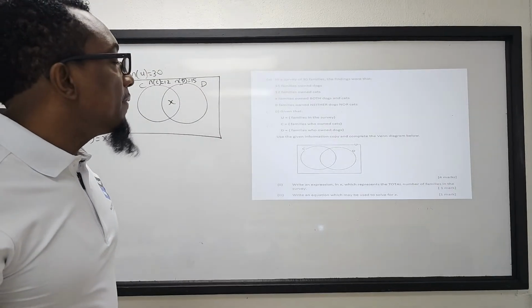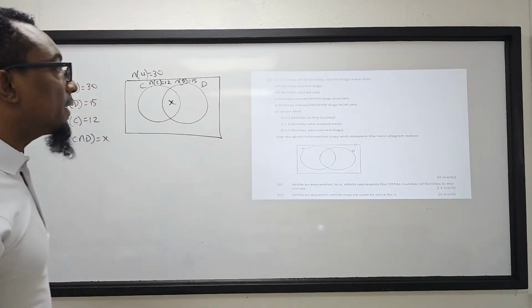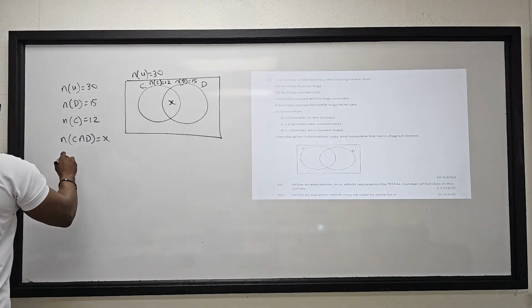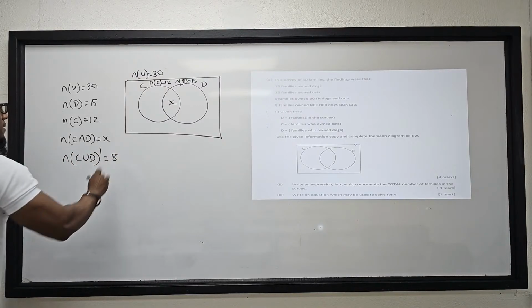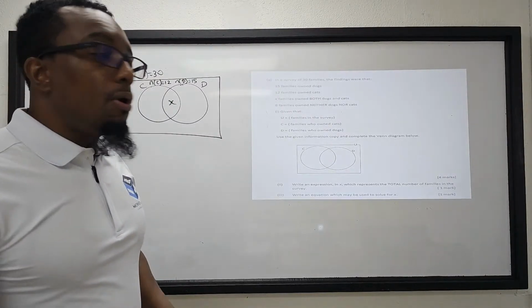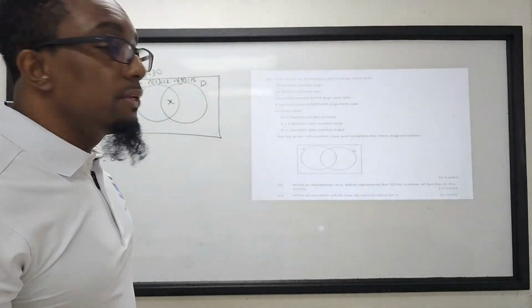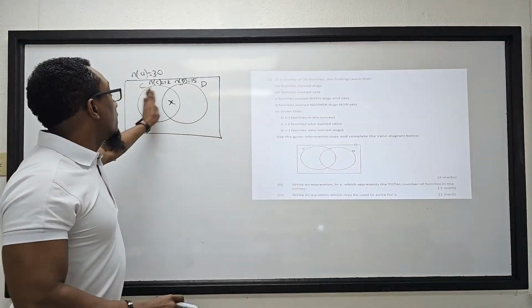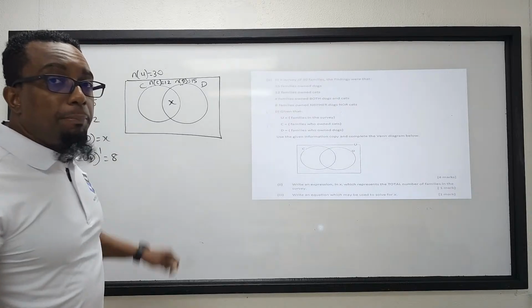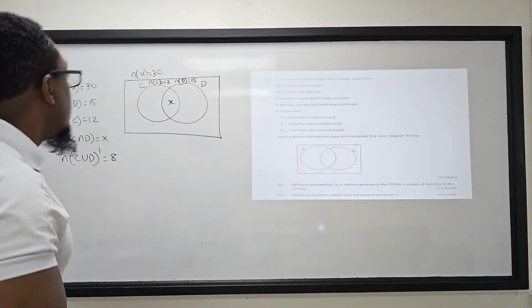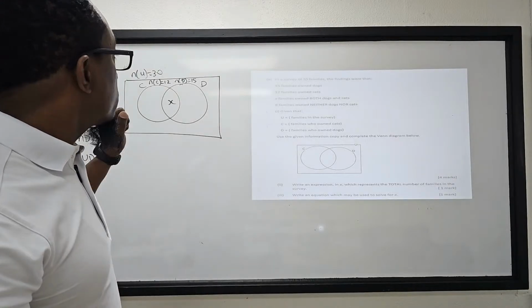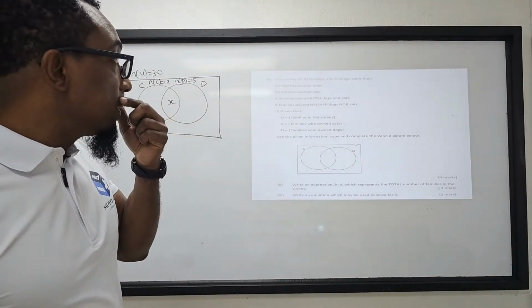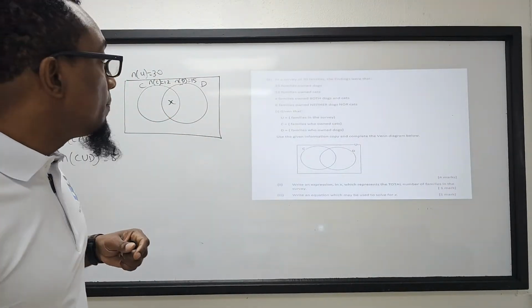And the number of families who own neither dogs nor cats. So neither dogs nor cats, right? That is the complement of C union D, which is the outside region. So outside of C union D represents the complement, and that is what? 8. So they want us to what? Part 1. So we need to complete the Venn diagram shown below.